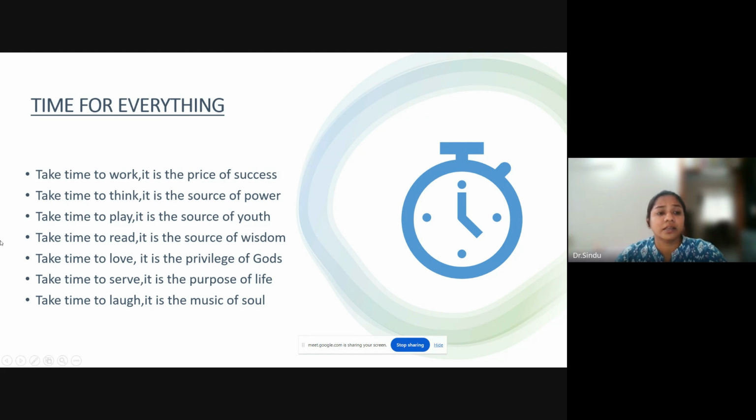See here, take time to work, it is the price of success. So when you are doing the work in the proper manner or at the proper time, it leads to success. Take time to think, it's the source of power. Take time to play, it is the source of youth. Take time to read, it is the source of wisdom. Take time to love, it is the privilege of gods. Take time to serve, it is the purpose of life. Take time to laugh, it is the music of the soul.